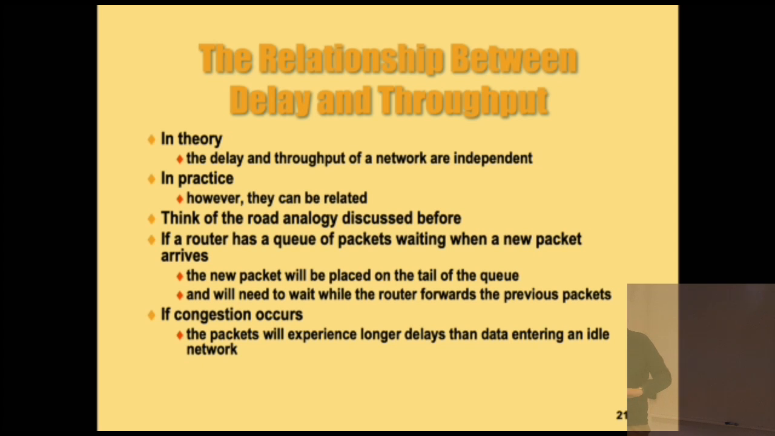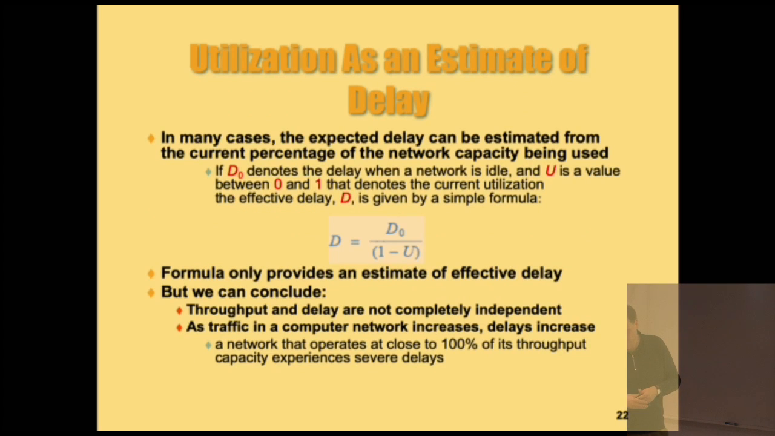So to talk about this relation between throughput and delay, we introduce a new concept called utilization. The utilization of the network: how much of the capacity are we actually using? And then we can put up this relation between the delay in a network that is not used at all and the actual delay that we see. So you see this formula here. D is the effective delay that we see currently. And that is dependent on D0, which is the delay in an idle network.